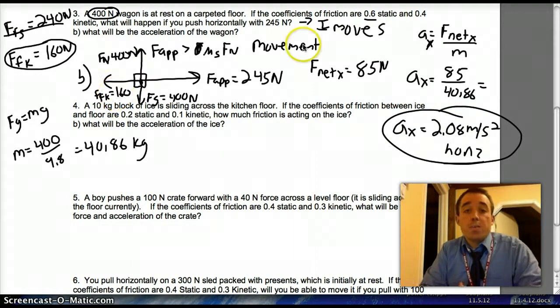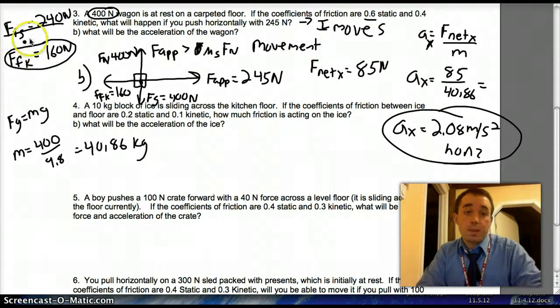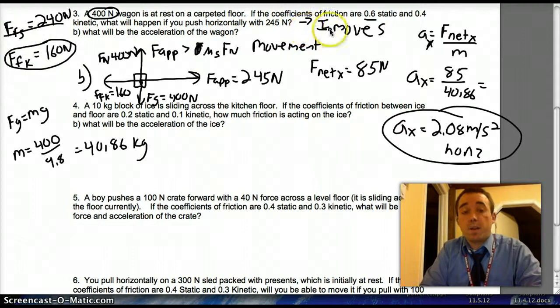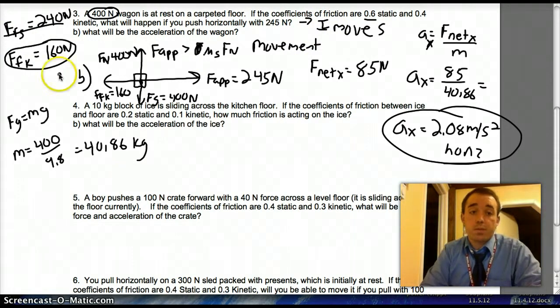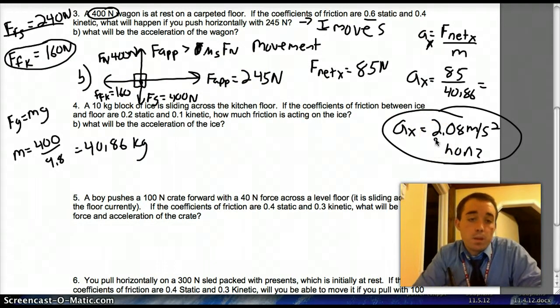So because I push harder than the static friction force can push back, I get movement. Because I'm moving, my friction force jumps to a kinetic friction force, which I then set up the free body diagram and solve just like we've been solving it. Perfect.